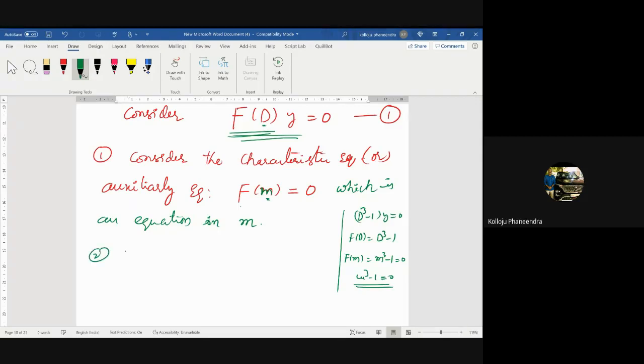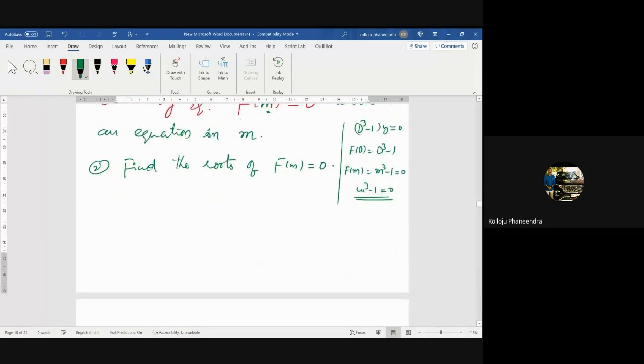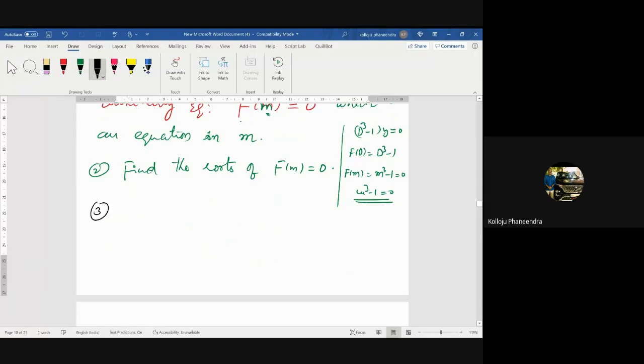Next step. Step 2. Find the roots of F of m equal to 0. Third point, first case, listen carefully. If you are thorough with this, then only you can solve the problems. So you have to remember this process. How this process is derived, that is the next question. I will tell in the next class. But these process steps are very, very important. Otherwise, you cannot solve any problem.